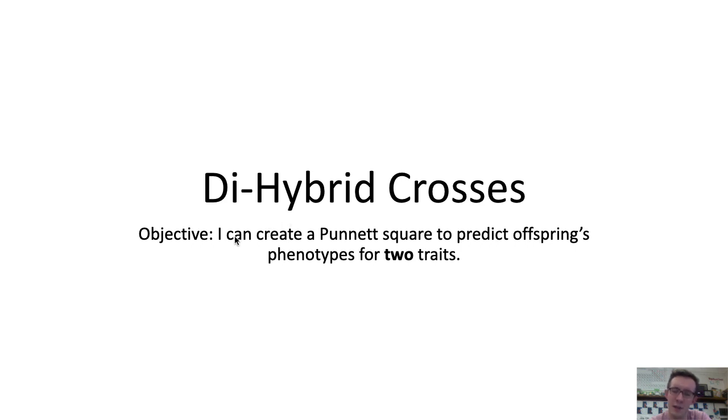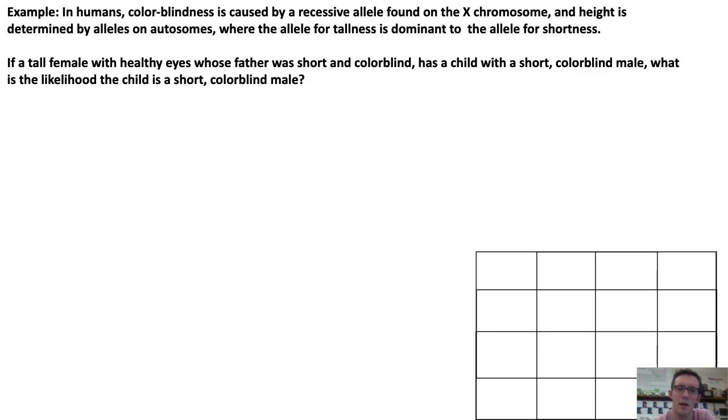This video is dedicated to making dihybrid crosses, which is one of the main skills you'll need for our genetics unit. And it just involves making Punnett squares to predict offspring's phenotypes for two traits at the same time. So let's work through an example of this together.